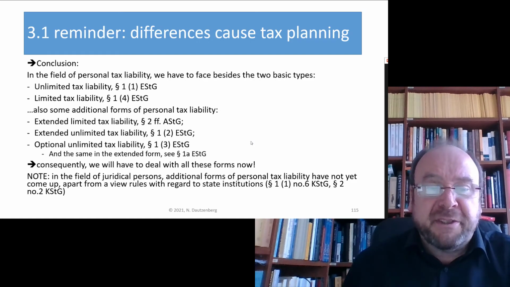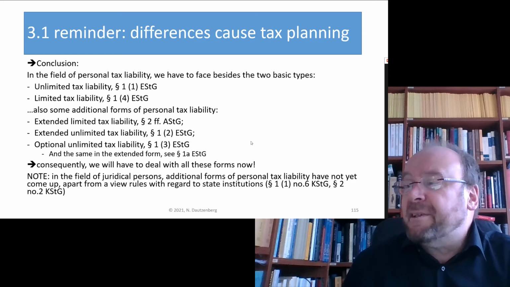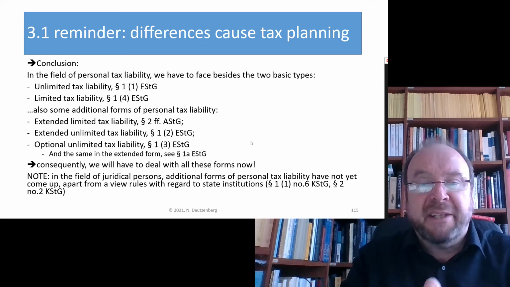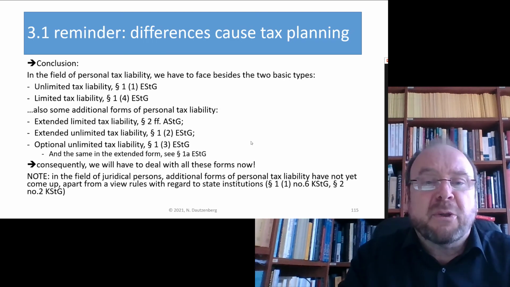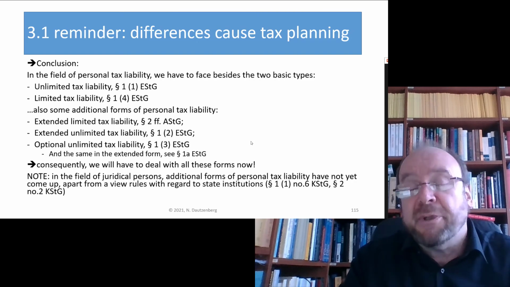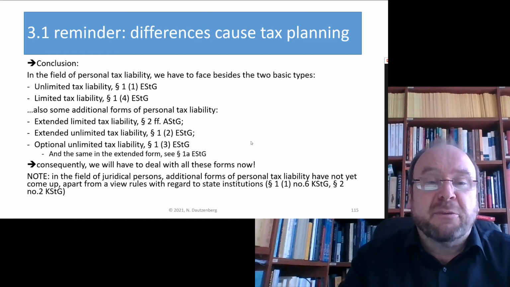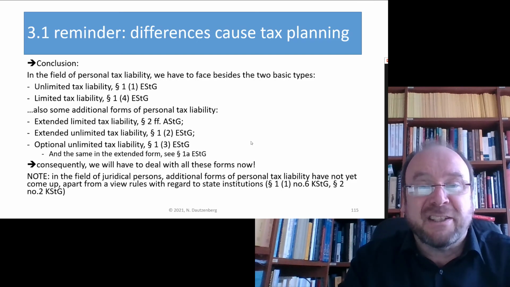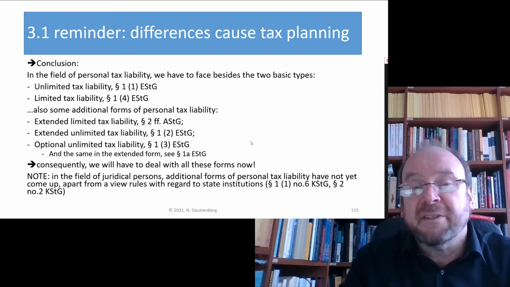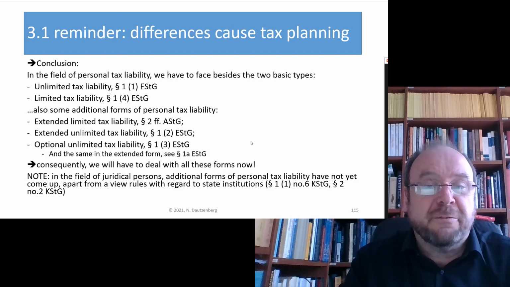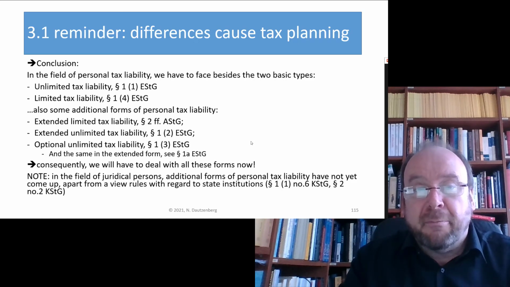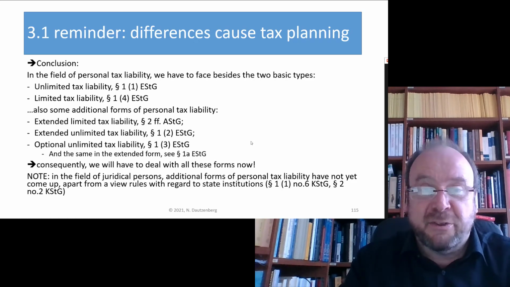An additional remark may be permitted. Juridical persons up to now basically only know these two basic forms, the unlimited and the limited tax liability, because there the difference in progression does not exist, personal allowances do not exist. So most of the differences which could motivate people to switch between the two kinds of personal tax liability do not exist in the field of corporate taxation, so that up to now there has been no need to create intermediate forms to fight tax saving models or to bring tax saving wishes into moderate and agreeable form. All that has not happened in the field of corporate taxation.